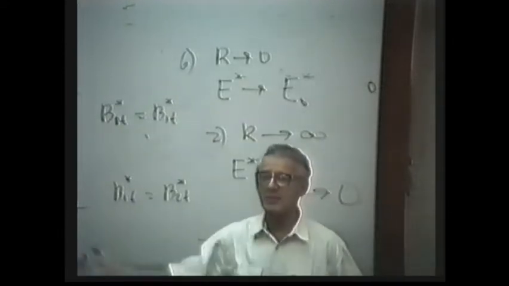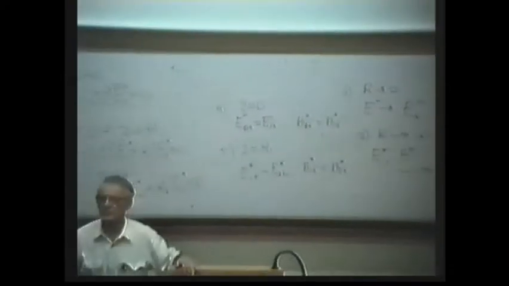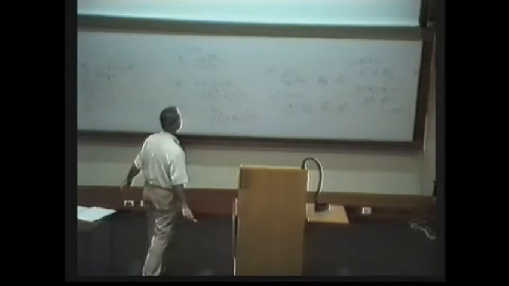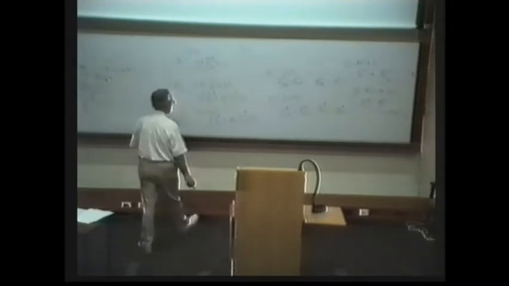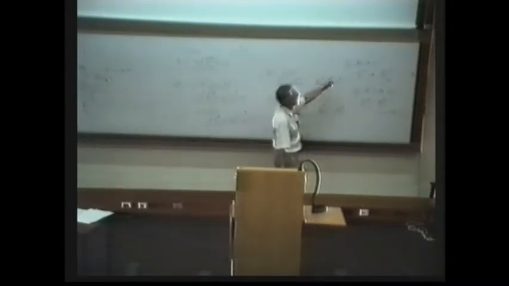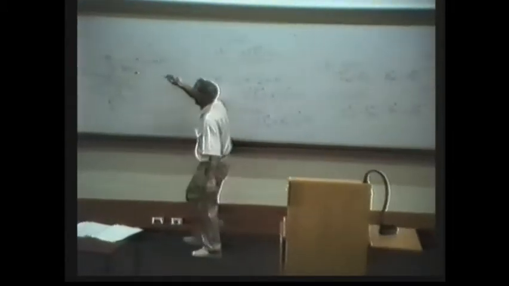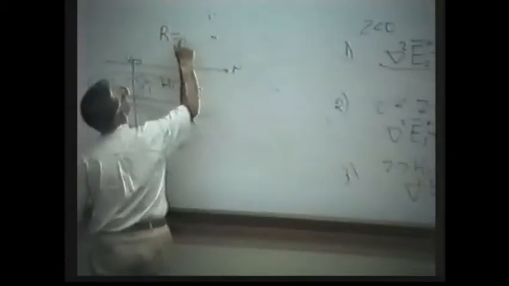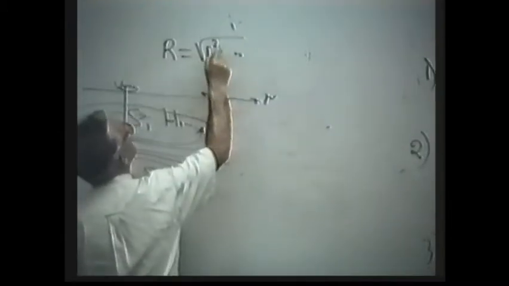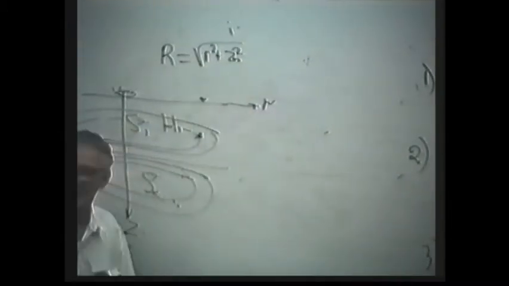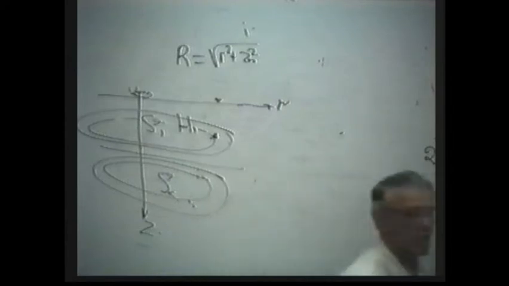And it's a manual, yes? Sorry? 0.6. Let us find when R goes to 0. R is not small. R equals the square root of R squared plus Z squared. Okay.